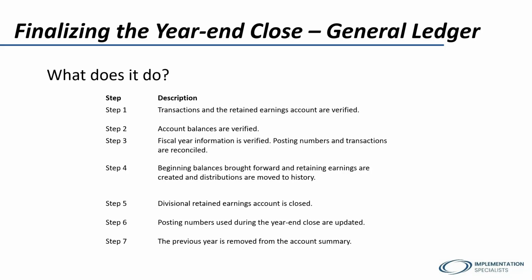It then creates the entries for the divisional retained earnings accounts. The posting numbers used during the year-end close are updated. And what we mean by that is that if you choose to reset your general ledger, you can then do it at that time. And then the previous year is moved to the account summary.